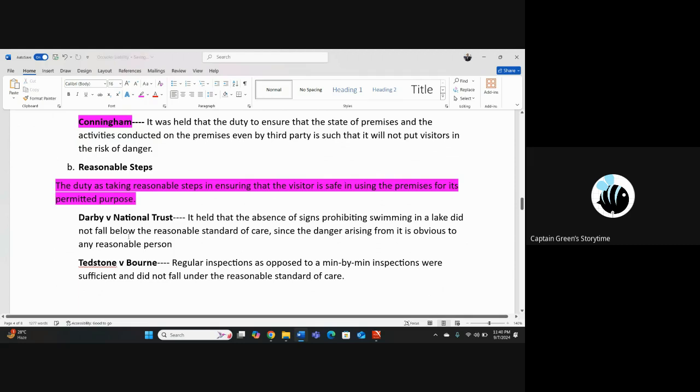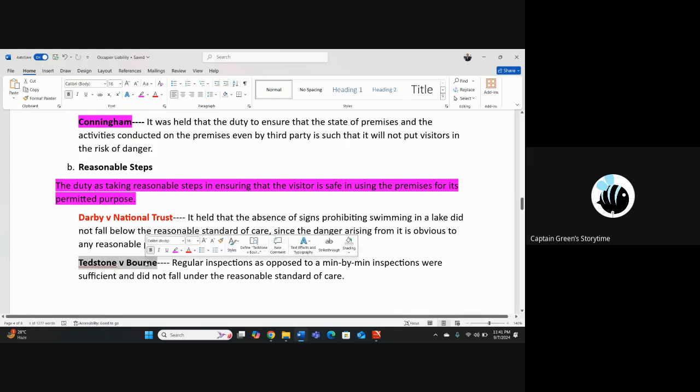We should study the case of Darby versus National Trust. It was held that the absence of signs prohibiting swimming in a lake did not fall below the reasonable standard of care, since the danger arising from it is obvious to any reasonable person. Then, for example, apply this case to a situation where you have invited kids to a party in your home and you have a swimming pool and you haven't taken any reasonable steps. In that situation, you would be liable. However, at the lake, the kids do not visit alone. They are accompanied by their parents. Thus, their parents have the duty to ensure that the kids are safe. Okay.